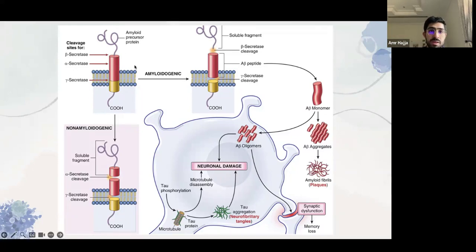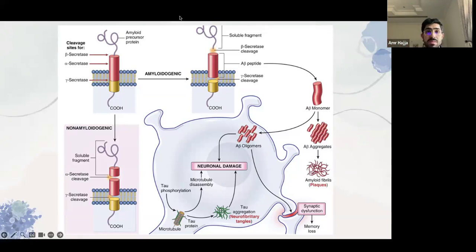And what helps in breaking down this protein? Normally, it's the alpha secretase and gamma secretase. They will cleave this protein from a site that would allow it to be soluble. This fragment here is going to be soluble, which allows it to be removed by the body normally, and no problems are going to happen.